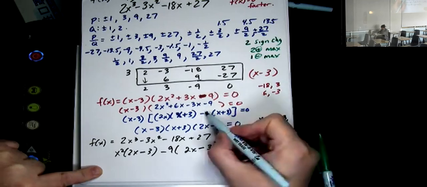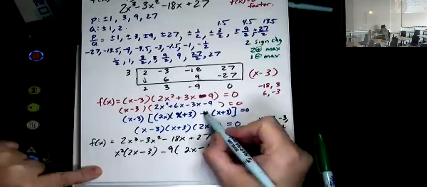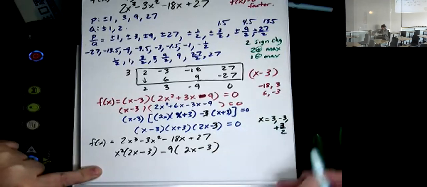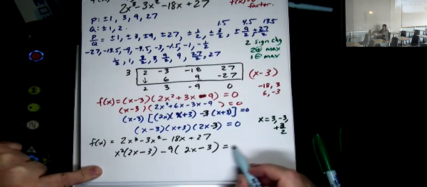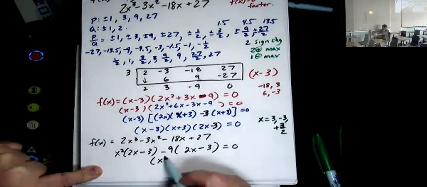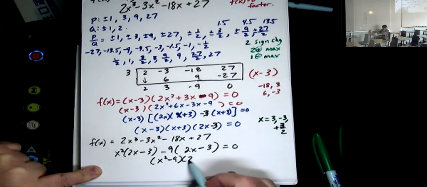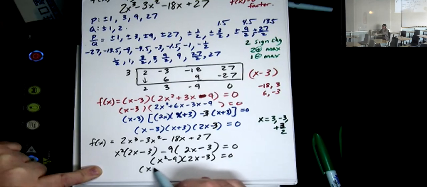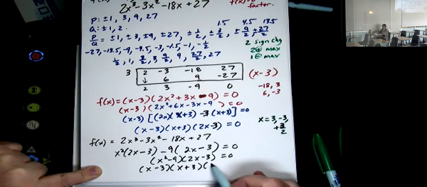I said negative 1 here. That is so not right. That is a 3. And I see it doing the factor, doing this approach. So this is x squared minus 9 times 2x minus 3. I made a mistake. How about that? And no one said anything. Chris, you're supposed to be my wingman.